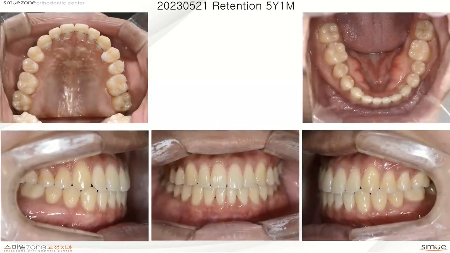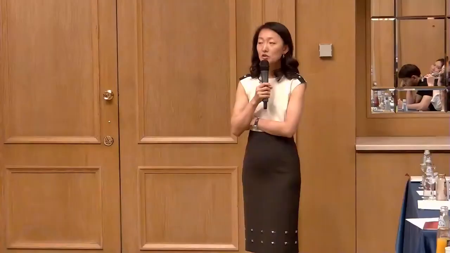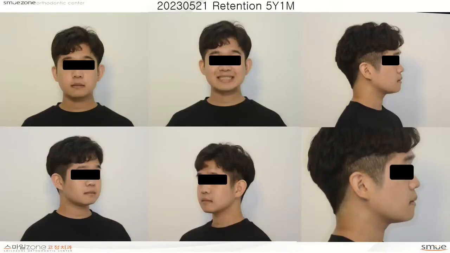Five years later, he graduated from university in the United States, after 5 years of retention. This is how he looks after 5 years. He became a man now, from a boy.